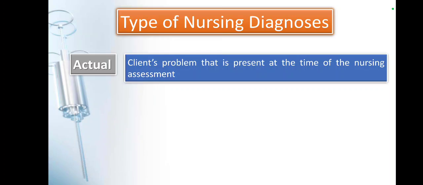So we have actually six types. We have the actual, the risk, the wellness, the possible, the syndrome. Actually, five, sorry. Again, we have actual, we have your risk, we have your wellness, we have your possible, and we have your syndrome. So let's start first with your actual nursing diagnosis.